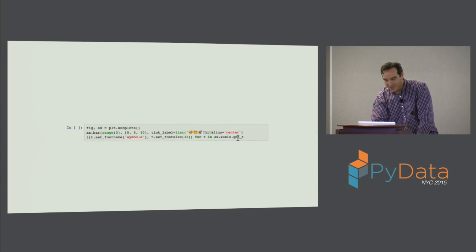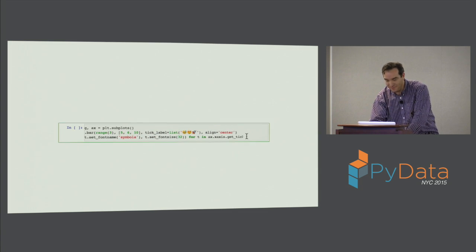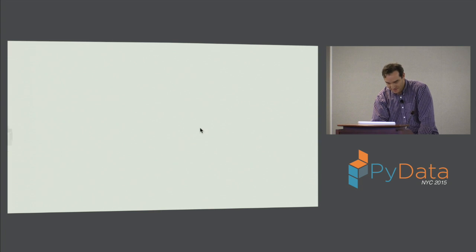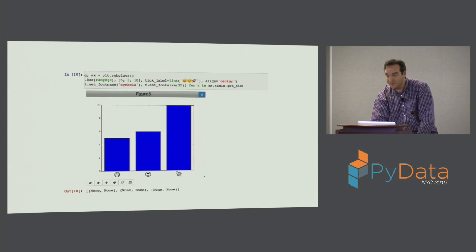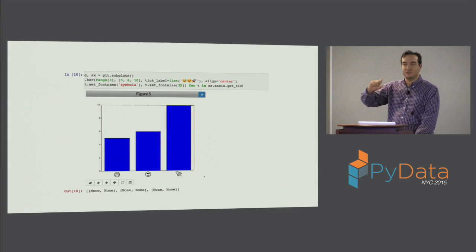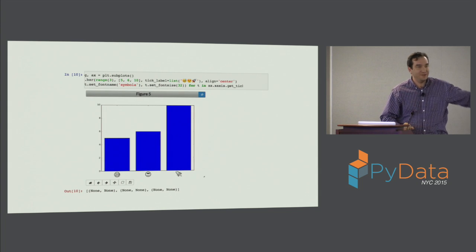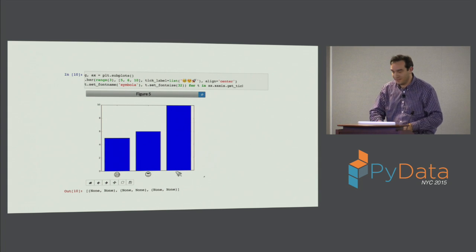String labels to bar plots. It's sort of embarrassing. This never worked till now. But now you can very easily just put string labels. Here, we're using fun Unicode symbols, but they can be any string.